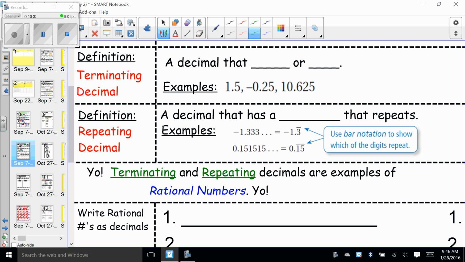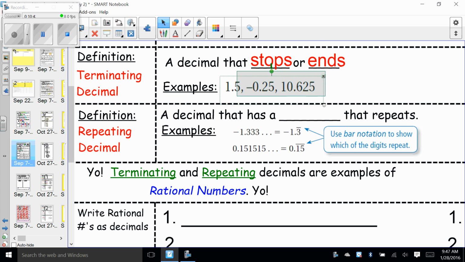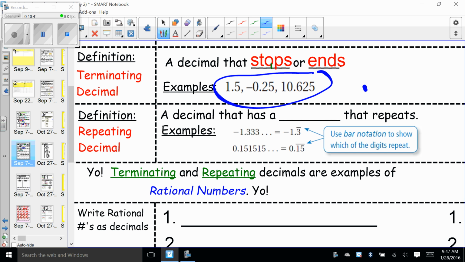Terminating. To terminate is a decimal that stops or ends. If you think about the Terminator, what happens to the Terminator? We kill, stop, end. Terminating decimals. They are very short decimals. They stop or end. All of these are terminating decimals. They are rational. They come from the word ratio, which means they all can be turned into fractions. That's what rational numbers do.